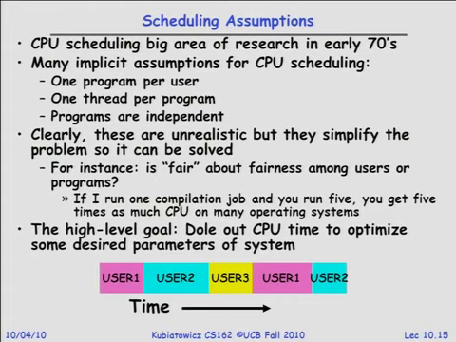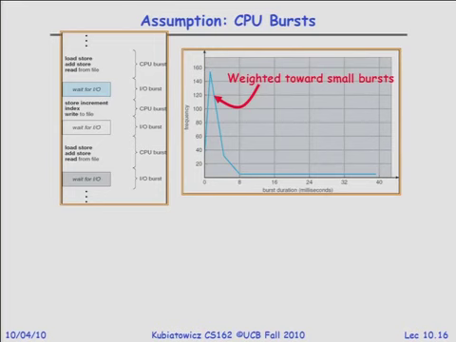Now, one thing that we can do is ask, what's the behavior of typical programs running? What's kind of interesting is if you were to take all the programs running on a system and ask how long they go on the CPU before they hit an I/O operation, and you put that in a histogram, you'd see something like this, where there's a peak and then a long tail.